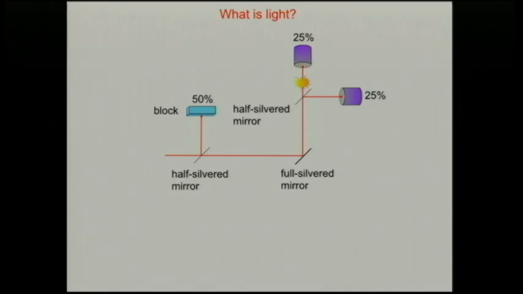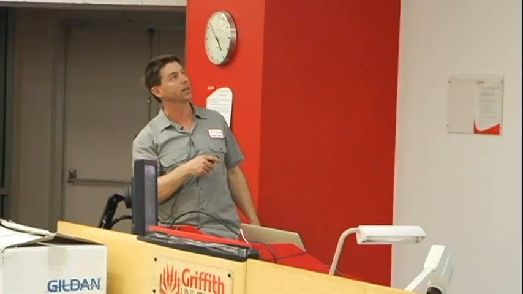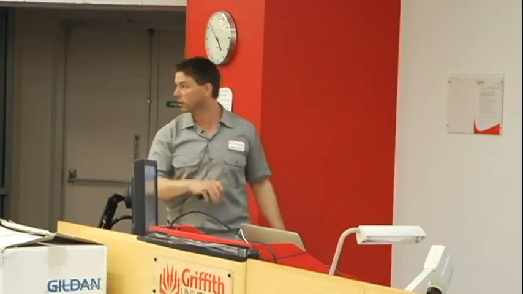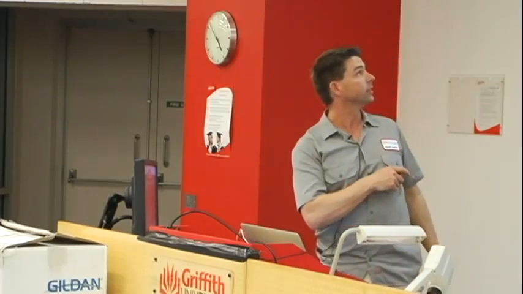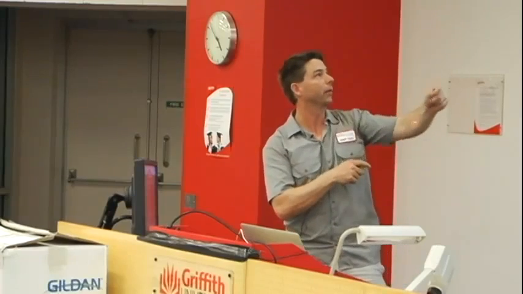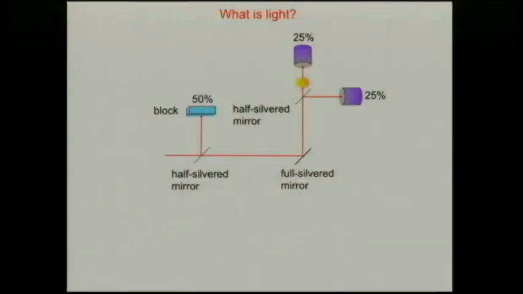And if you do this experiment many times, you find about a quarter of the photons end up here, a quarter end up here, and half of them end up here. Okay, so that's just what you expect if you're flipping coins at each of these. So at this point, we're going to flip a coin and just decide, did the photon go that way or that way? At this point, we're going to flip another coin and say, did it go that way or that way? So light does behave like a particle.